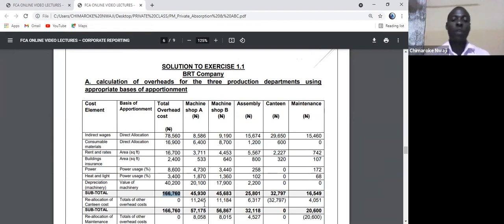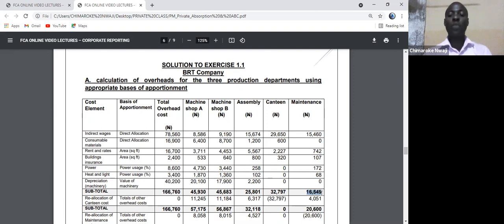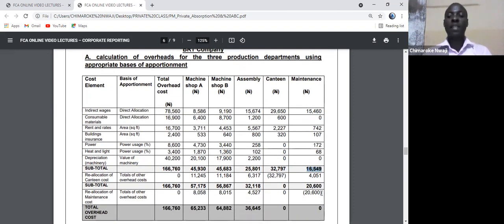That's fine. What do you do next? The next thing is to reallocate this canteen and maintenance. You don't want anything to be in canteen and maintenance, so you're absorbing them in the production department. So how do we do it? First of all, we look at which one you allocate first among the two, canteen and maintenance. Of course, canteen, because those in the maintenance department will want to eat from the canteen. So canteen serves everybody, so canteen is the one to be reallocated first.